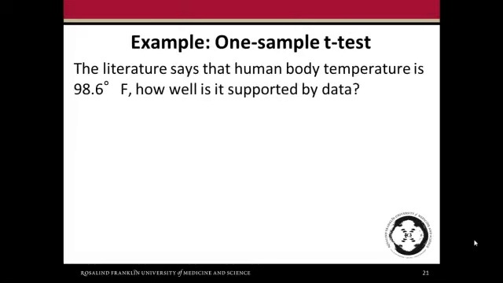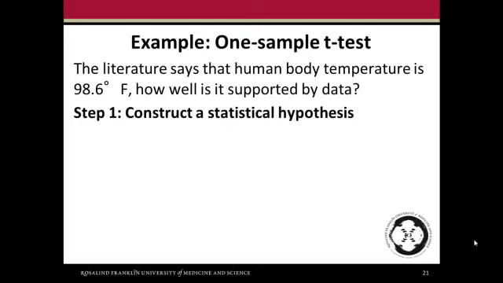An example we're going to go through for a one-sample t-test is that the literature says that the human body temperature is 98.6 degrees Fahrenheit, and we can ask how well this is actually supported by data. Recall that there are 4 different steps when we're doing null hypothesis testing.